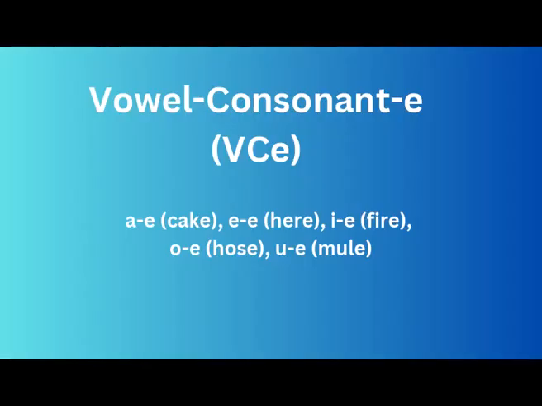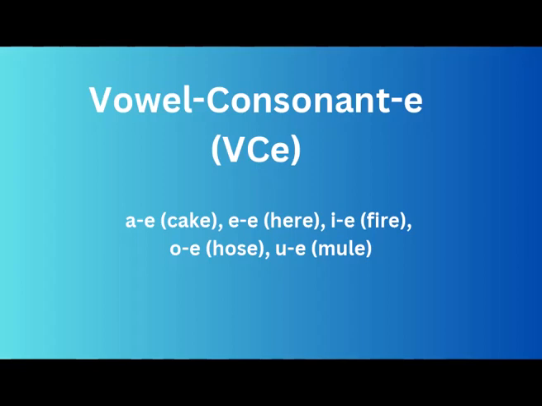Then we move on to vowel consonant E. This is also known as magic E or silent E. It's a common pattern for spelling a long vowel where the vowel in the middle says its name, because the E on the end is silent. Such as A with an E on the end, such as in cake. We hear the long A, but the E is silent.